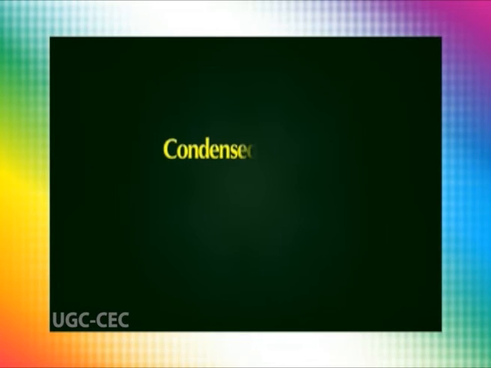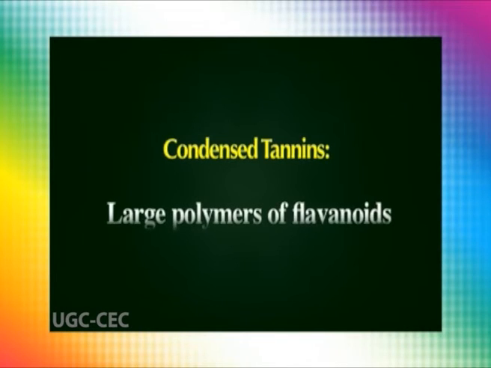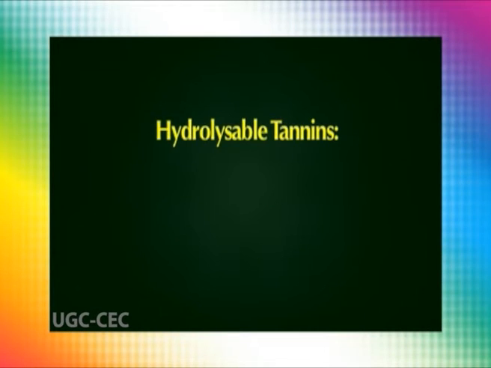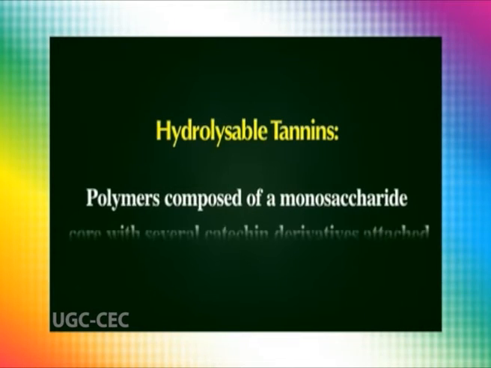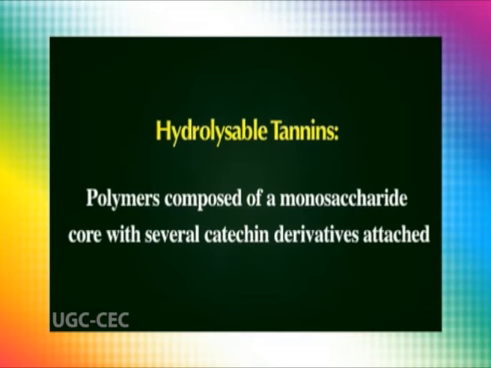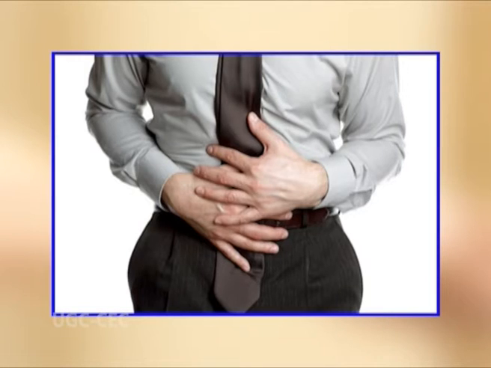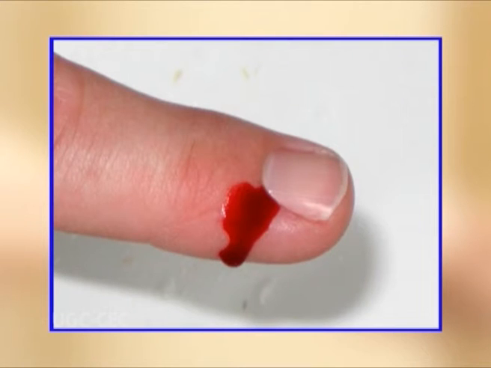Now, tannins. There are two distinct types of tannins: condensed tannins, which are large polymers of flavonoids, and hydrolyzable tannins, which are polymers composed of a monosaccharide core, most often glucose, with several catechin derivatives attached. The clinical properties include: they are used as astringents in cases of diarrhea, skin bleedings, and transudates.